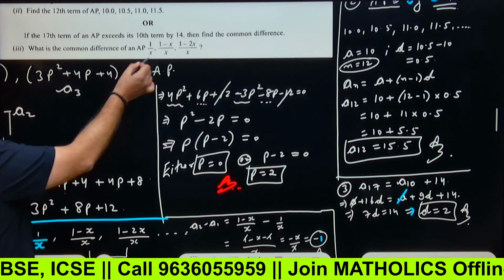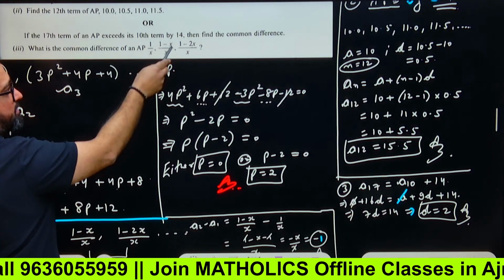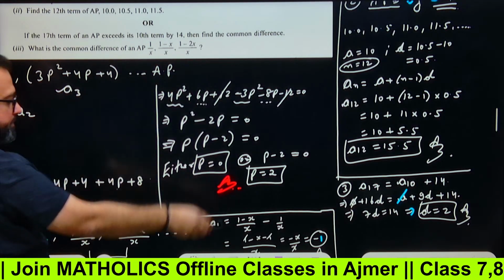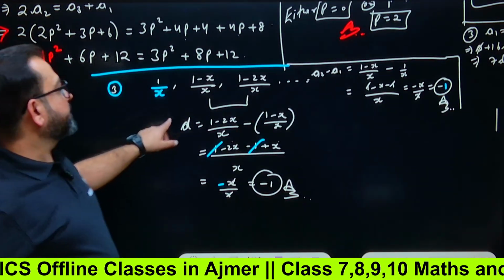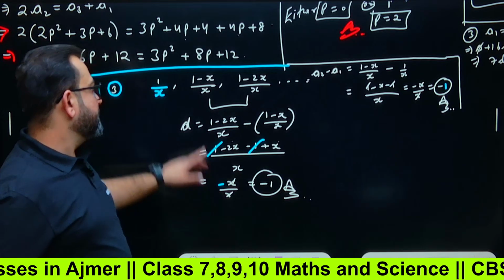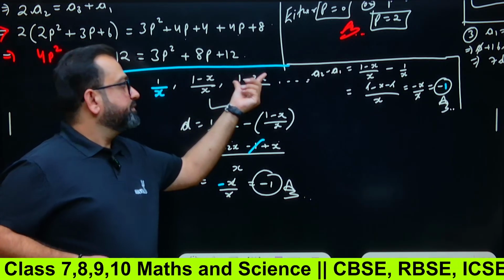What is the common difference of the AP 1 by x, 1 minus x by x, 1 minus 2x by x? You just subtract: a2 minus a1, a3 minus a2. Same technique, same practice. Just d will be equal to this minus this. Common difference you have to find out, that's it, nothing else, right? So you can do whatever, this minus this or that minus that. We have done a3 minus a2.